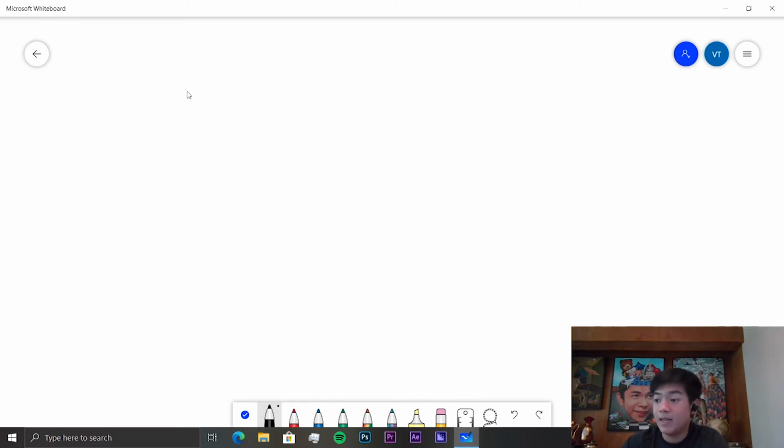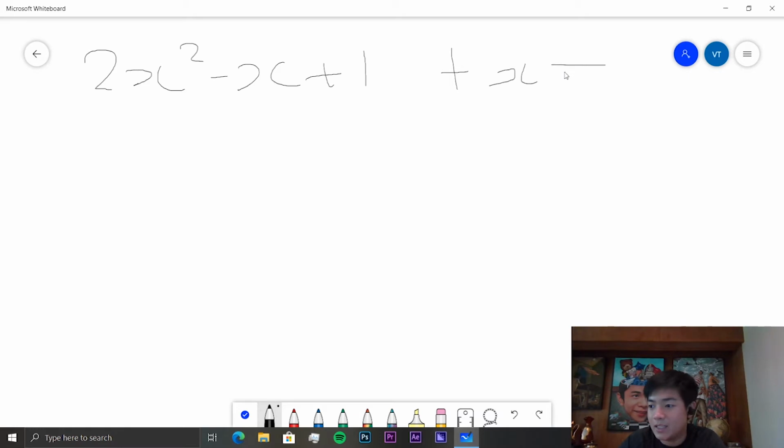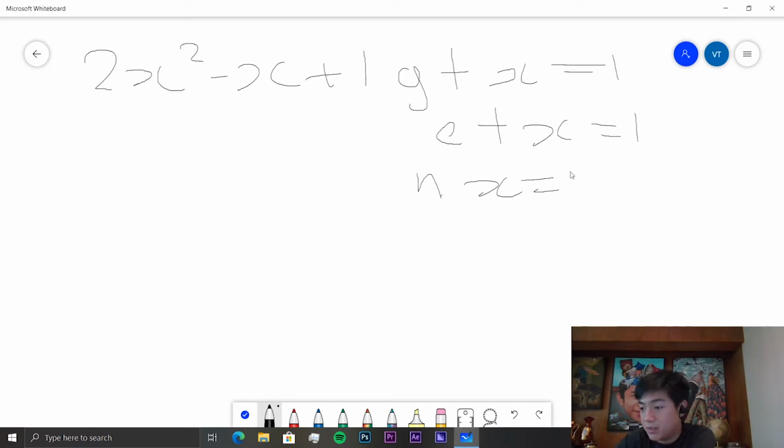So we get the function f of x equals 2x squared minus x plus 1. We want to find the gradient of the tangent to the curve at x equals 1. The equation of the tangent at x equals 1, and the equation of the normal to the curve at x equals 1. So normal at x equals 1.